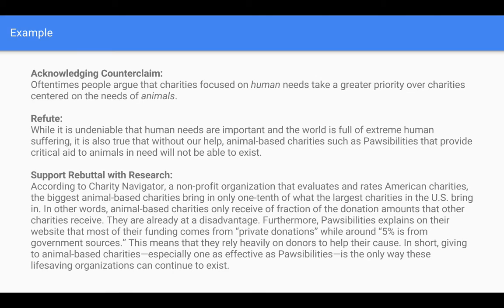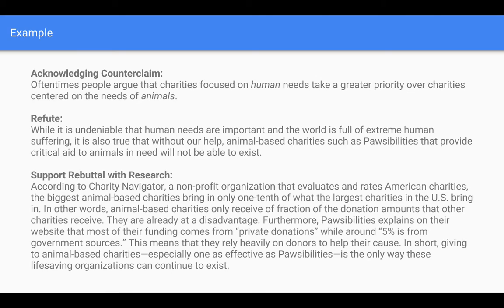First, I want to acknowledge my counterclaim. Here's my acknowledgement. Oftentimes, people argue that charities focused on human needs take a greater priority over charities centered on the needs of animals. Now I'm going to refute that. While it is undeniable that human needs are important and the world is full of extreme human suffering, it is also true that without our help, animal-based charities such as Possibilities that provide critical aid to animals in need will not be able to exist.